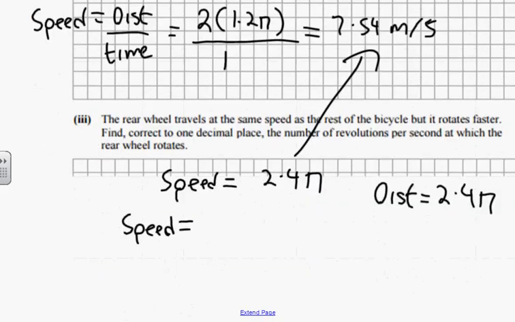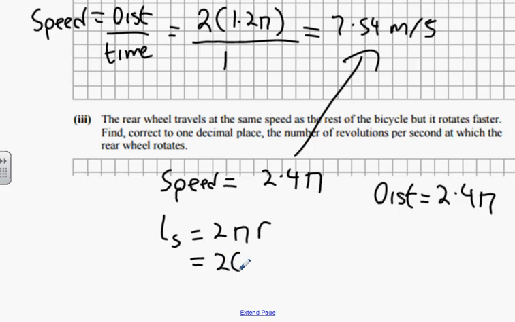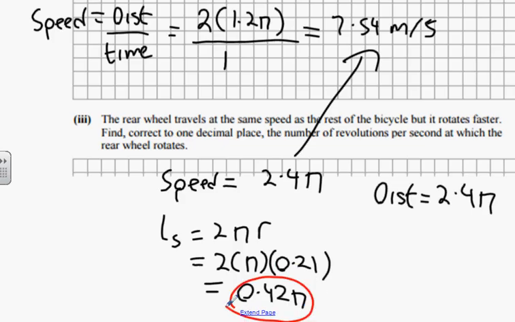So the circumference of the smaller wheel, we'll call it L subscript S, is 2 pi r. So it covers 2 multiplied by pi multiplied by a radius of 0.21. So it's going to be 0.42 pi. What's the S? It means the length of the smaller wheel. Now, the smaller wheel, which covers this much distance for one turn, has to cover this much distance in 1 second. How many revolutions is that going to be?